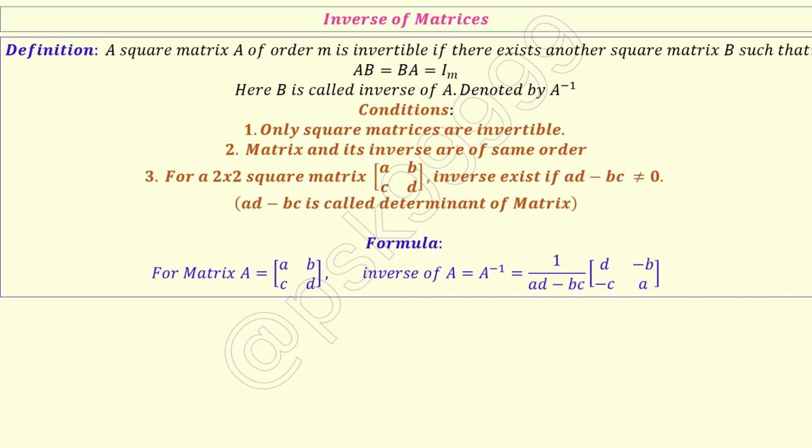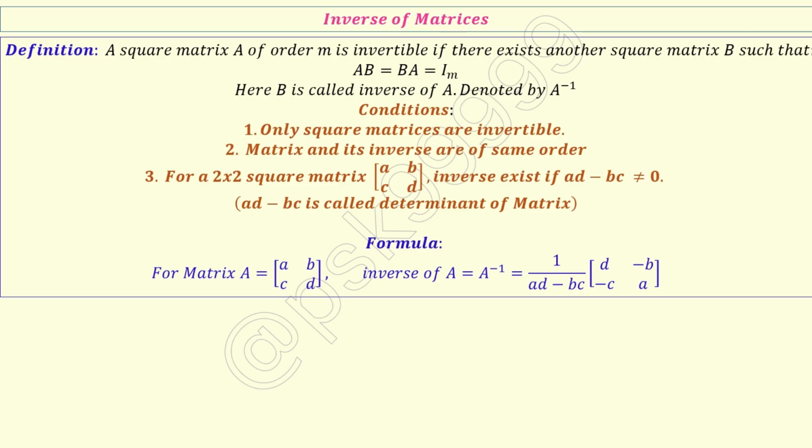First is definition. If AB equal to BA, which is equal to I, then we can call each one inverse of the other matrix. If AB equal to BA equal to identity matrix, only then we call A is the inverse of B, and it is denoted by A to the power of minus 1. What is the condition? Both should be square matrices, first thing. So that means only square matrices are invertible. Then matrix and inverse are of same order, of course, because they are square matrices.